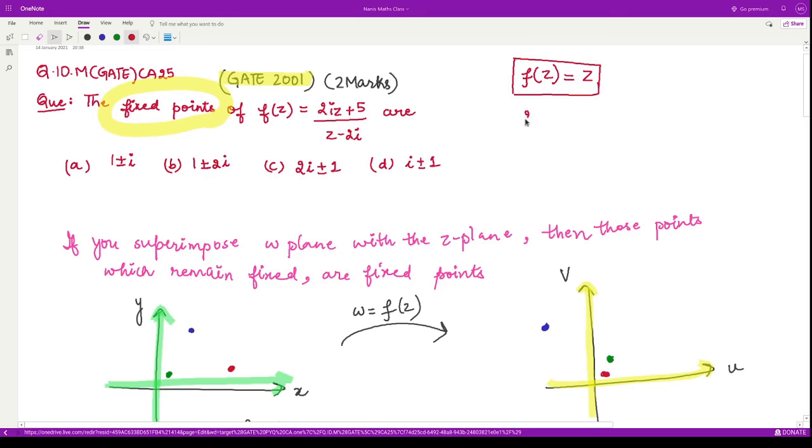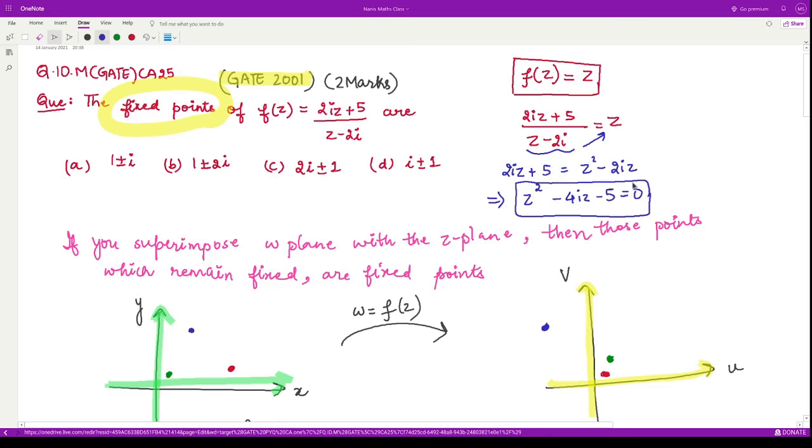Here our f of z is (2 iota z plus 5) divided by (z minus 2 iota). This is equivalent to writing z. Now we can evaluate this very easily. So it would be 2 iota z plus 5, and we can shift this to the right hand side, so it would be z square minus 2 iota z. So we have the quadratic equation in z something like this: z square minus 4 iota z minus 5 is equal to 0. Now we can solve this equation.